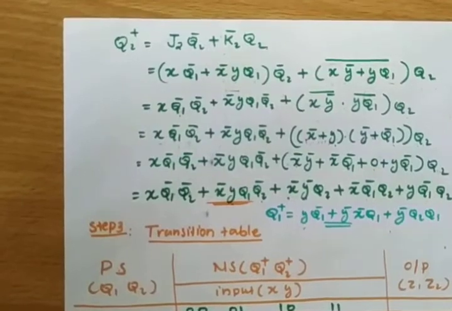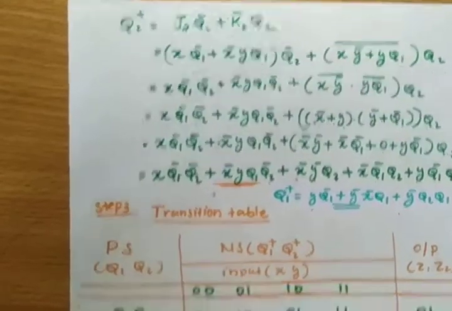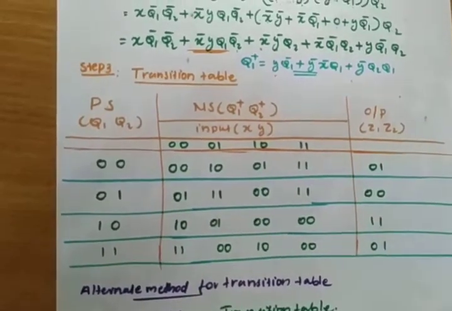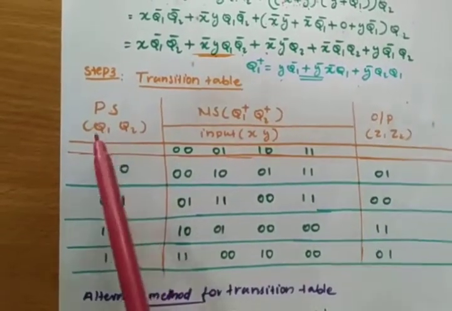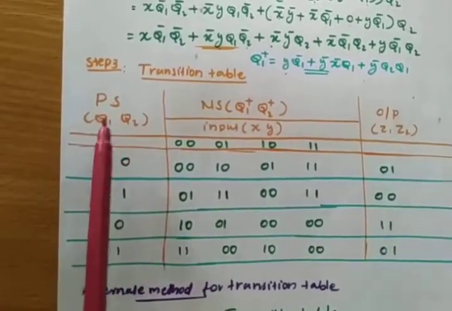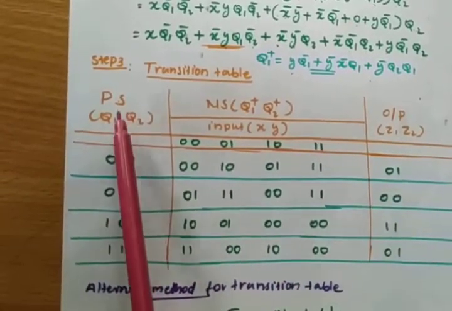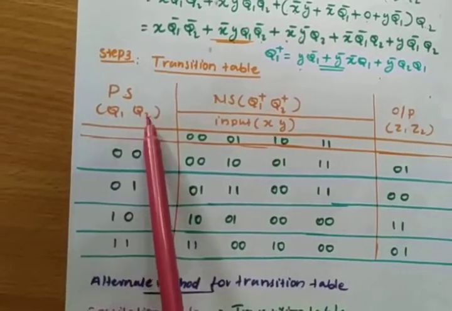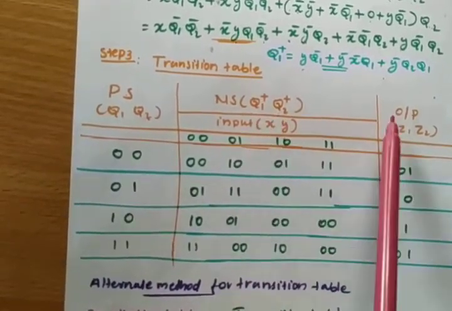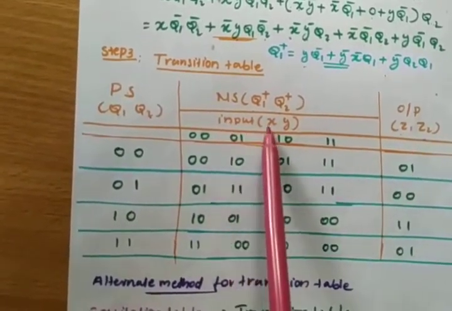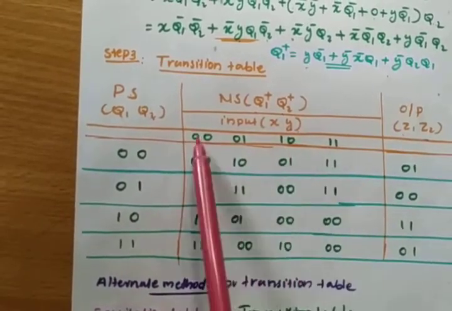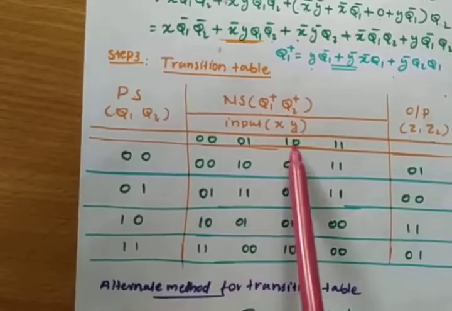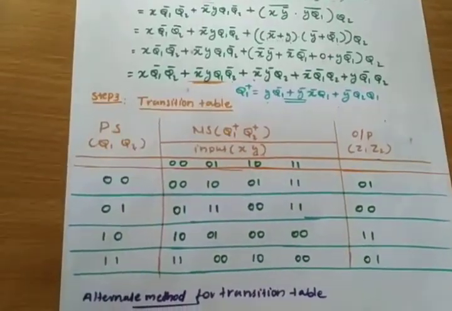Now you have to find the transition table. So this is the transition table. You know how to find out the transition table. What is a transition table? It is a table: present state, next state and output. Present state is q1 q2, next state is q1 plus q2 plus, output is z1 z2. Here the input is x and y. This x y can have four different combinations: 0 0, 0 1, 1 0 and 1 1.